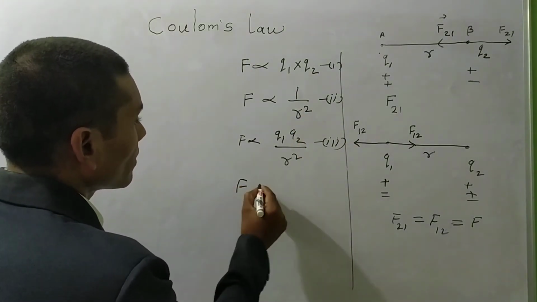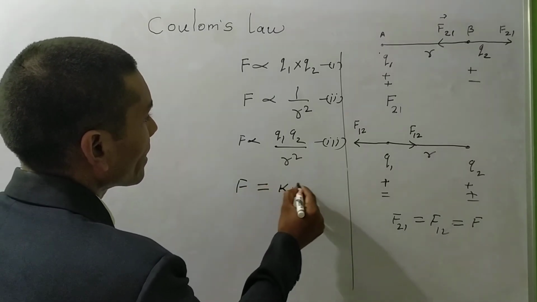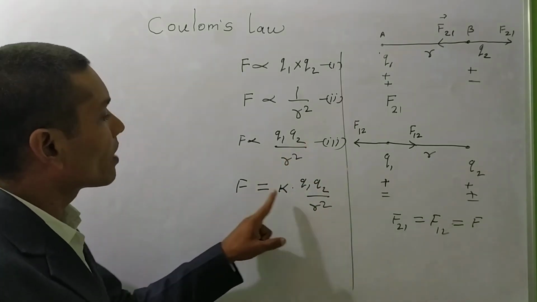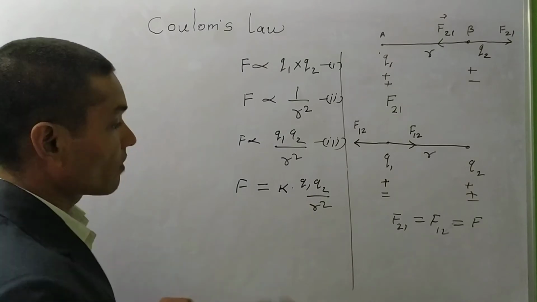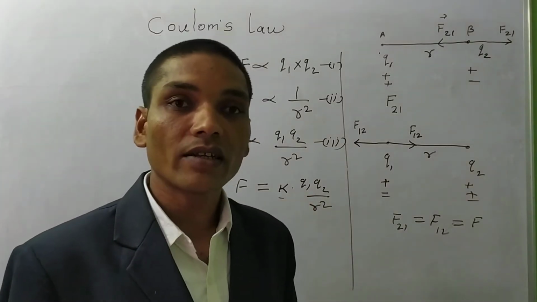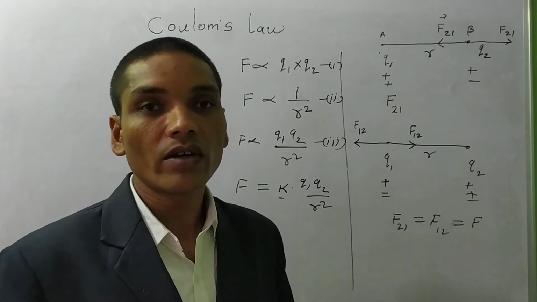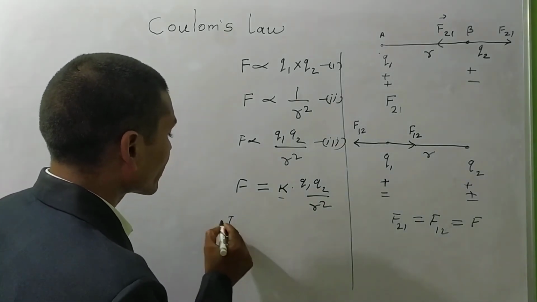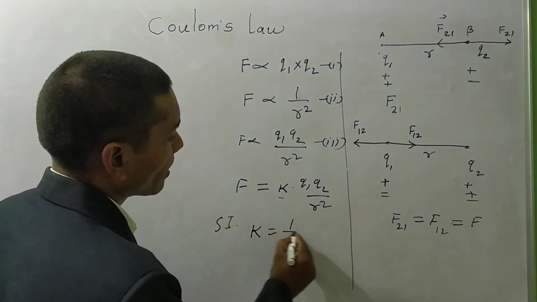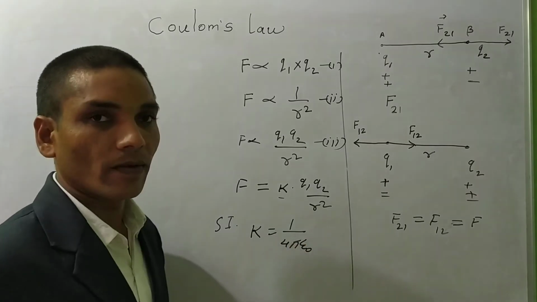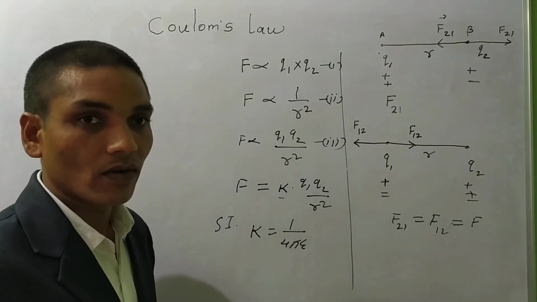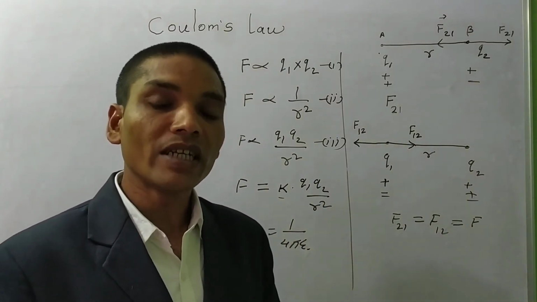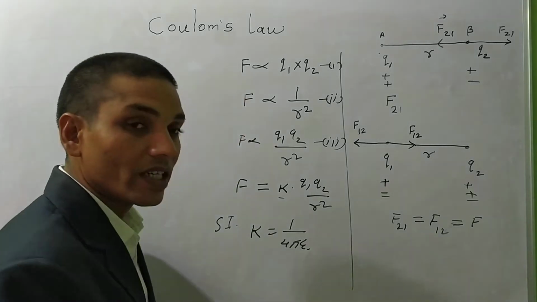Now F is proportional to Q1 Q2 upon R square. This equation can be written as F equal K Q1 Q2 upon R square, where K is the proportionality constant, and this proportionality constant is called Coulomb's constant. And in the SI system, the value of K is 1 upon 4 pi epsilon naught, where epsilon is the permittivity of the medium.